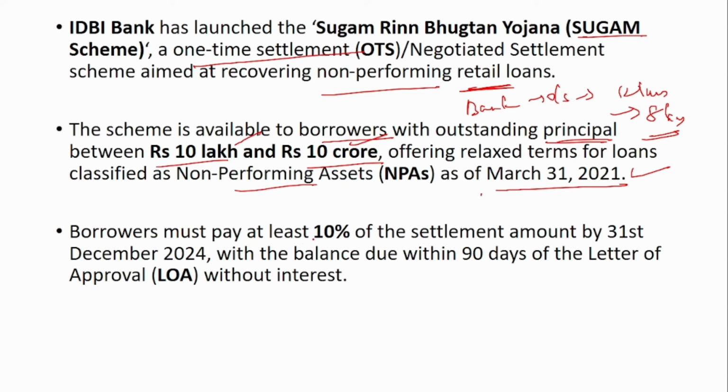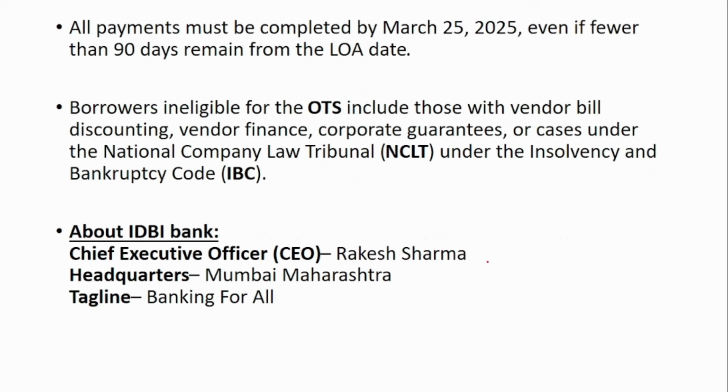The borrowers must pay at least 10% of the settlement amount by 31st December 2024, with the balance to be paid within 90 days. All payment must be completed by March 25, 2025. So the first 10% should be paid by December 2024 and the remaining amount by March 25, 2025 at maximum, not later than that.